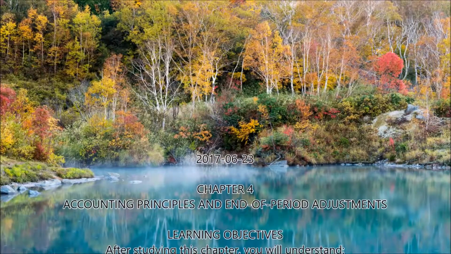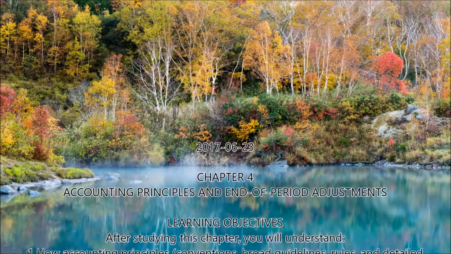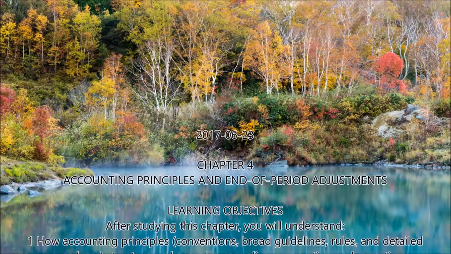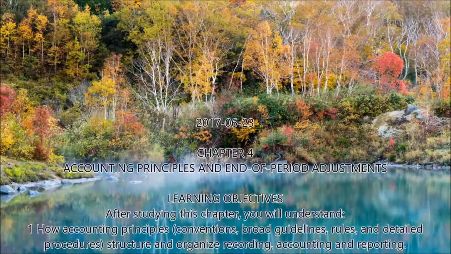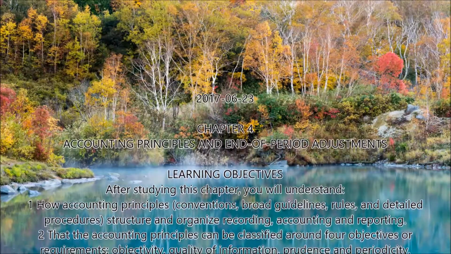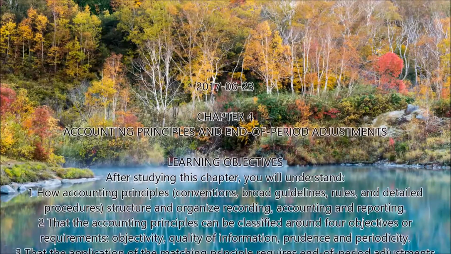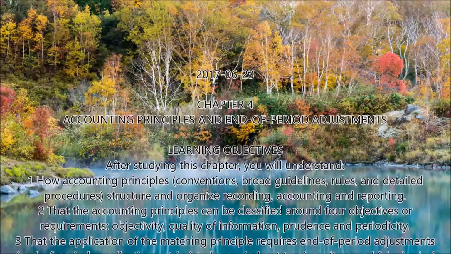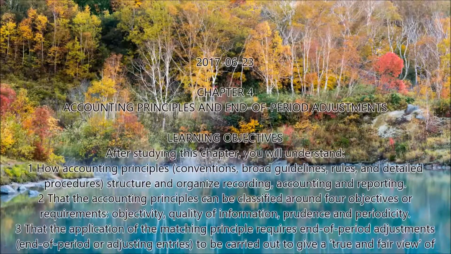Chapter 4. Accounting Principles and End-of-Period Adjustments. Learning Objectives. After studying this chapter, you will understand: 1. How accounting principles, conventions, broad guidelines, rules, and detailed procedures structure and organize recording, accounting, and reporting. 2. That the accounting principles can be classified around 4 objectives or requirements: objectivity, quality of information, prudence, and periodicity.